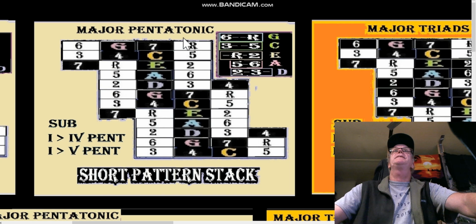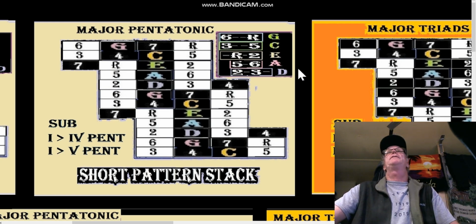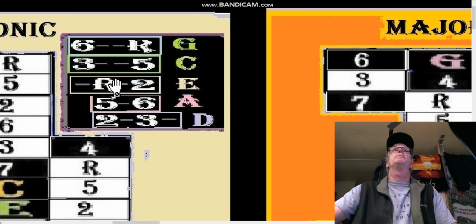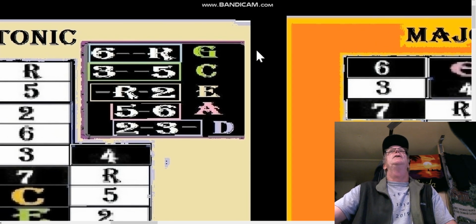For the major pentatonic now, it's a little different. It's easier. Now we've subtracted the fourth and the seventh from these shapes, so we have some blanks here. The G, instead of being 6, 7, root, is going to be 6, root. C is going to be 3, 5 instead of 3, 4, 5. E is going to be root, 2 instead of 7, root, 2. And A is going to be 5, 6 as usual. D is going to only be 2, 3.